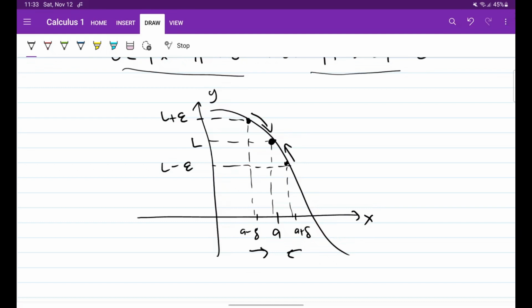So, we will use this definition to prove yung limits of a certain function, no?